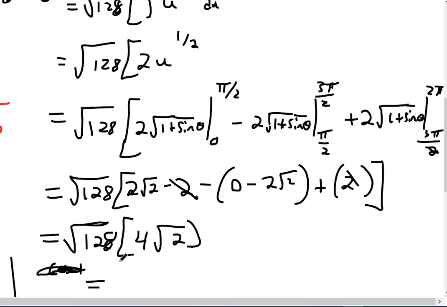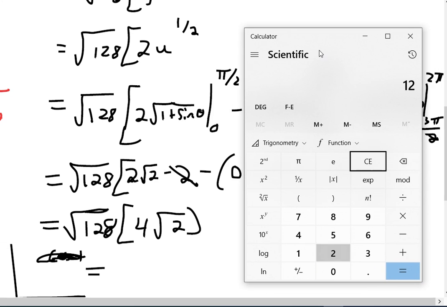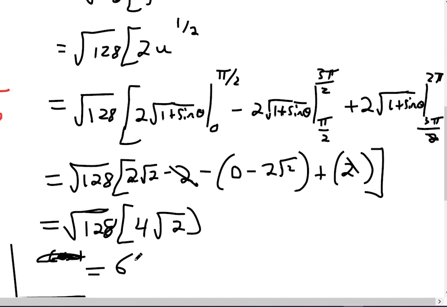And then if you simplify, if you do 128 times 2, that makes 256, which, square root of 256 is 16. So 16 times 4, this whole thing simplifies to just be 64.